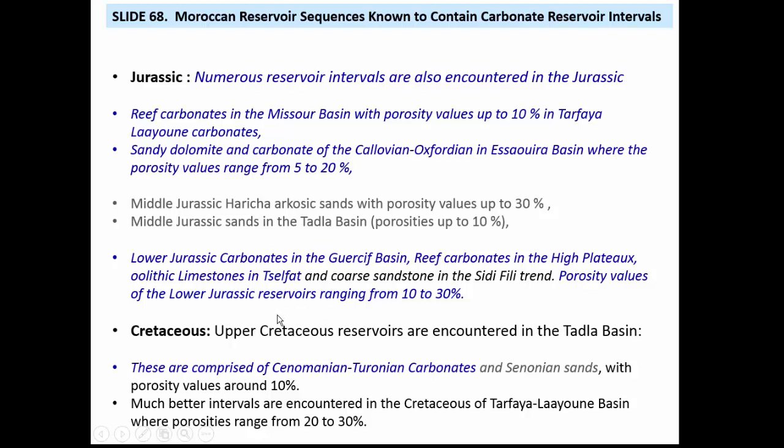Porosity values of lower Jurassic reservoirs ranging from 10 to 30%. 30% is good for carbonate. In fact, that's karstic carbonate for the most part. Cretaceous, upper Cretaceous reservoirs were encountered in the Tadla Basin. These are comprised of sedimentary carbonates. Porosity values up to 10%, and actually above that.